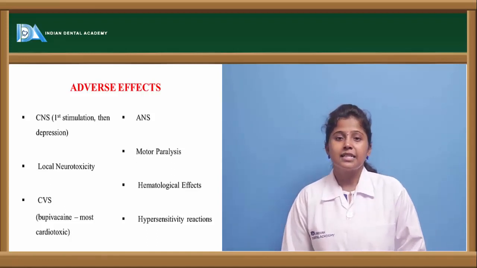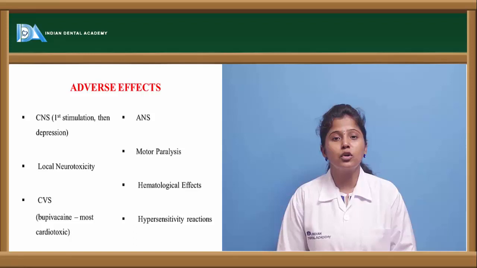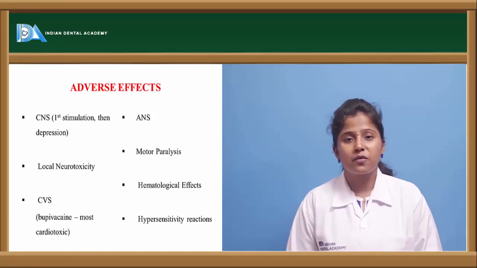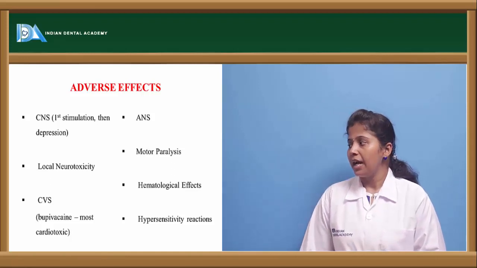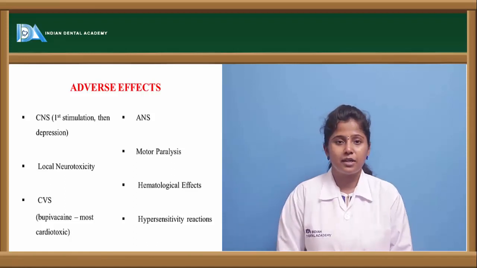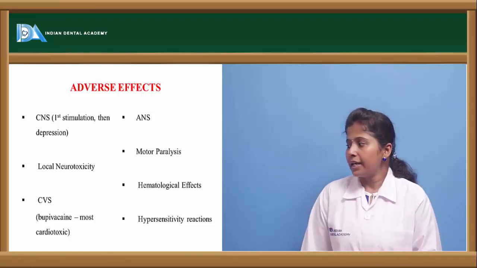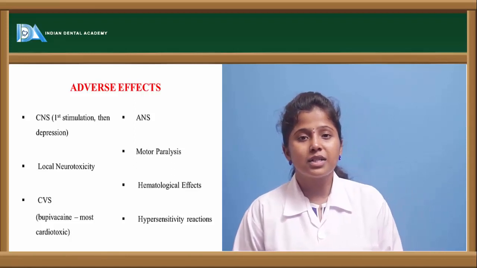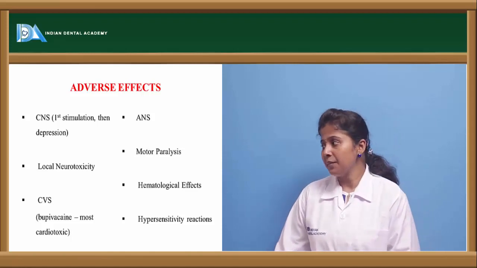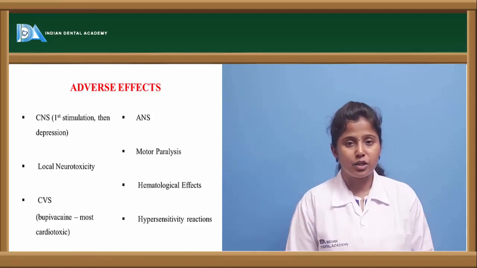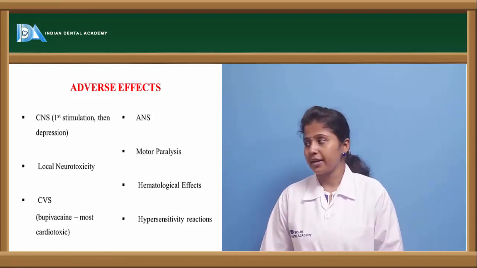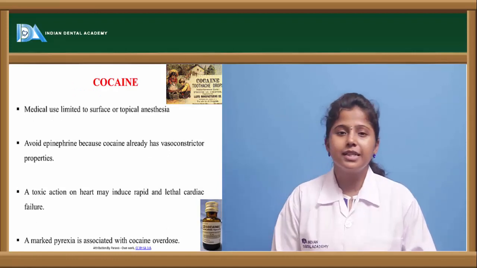Especially the drug bupivacaine is more cardiotoxic when compared to other local anesthetics, and it may cause improper functioning of the autonomic nervous system, and it may cause motor paralysis. It may paralyze the motor neurons, thereby impairing motor function. There are also hematological effects: it may cause hemolysis of the RBC, leading to RBC death, and it may cause hypersensitivity reactions. So if we use local anesthetics for a chronic period of time, they may show all these adverse effects. Now let us see the individual drugs.